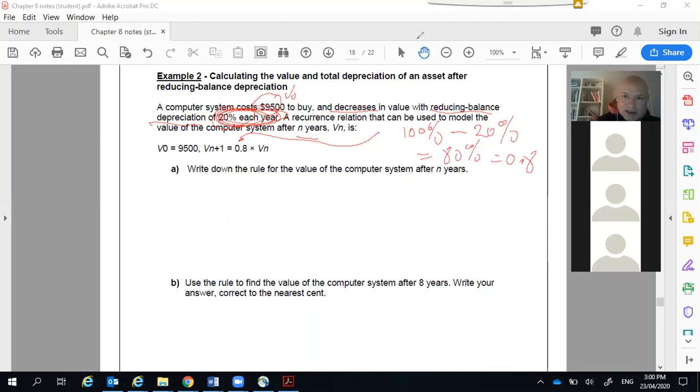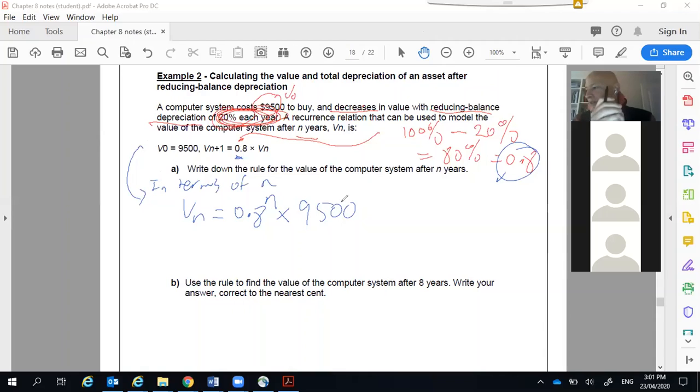A says, write down the rule for the value of the computer system after n years. Okay, so after n years, from the recurrence relation, we need to write it in terms of n. So V of n equals our decimal 0.8, whether we get it from where we worked it out or whether we get it from here, it doesn't really matter. 0.8 to the power of n times our $9,500. Any questions there?